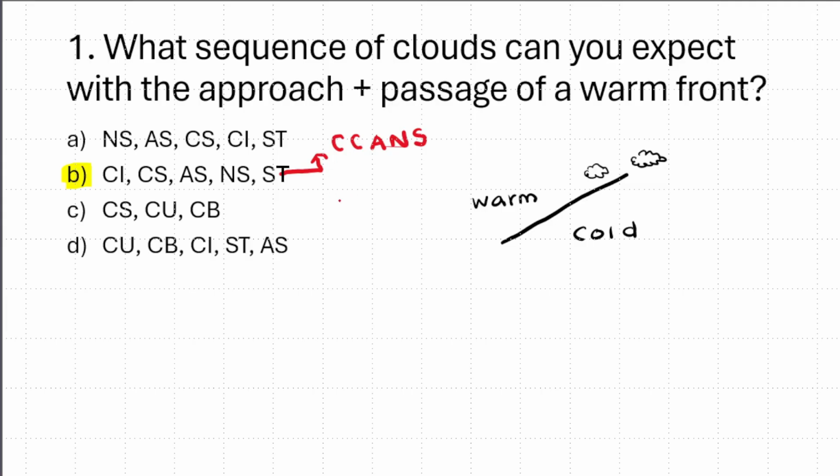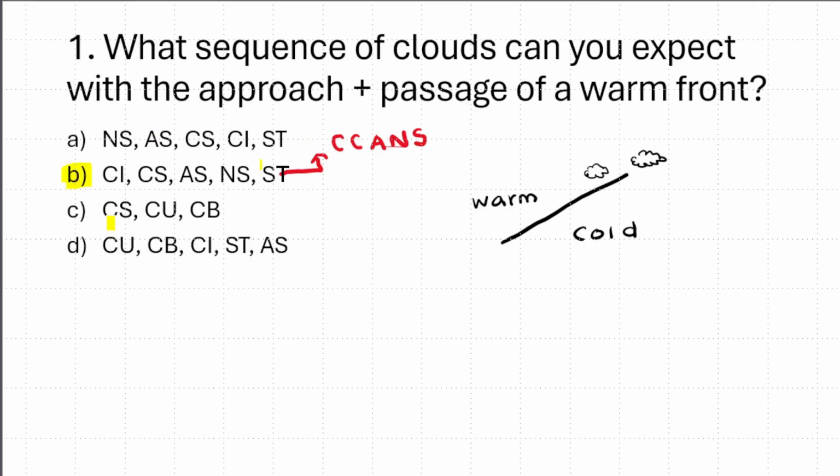So quickly, we can go over why some of the other answers aren't necessarily correct. Here, this one starts with nimbostratus and then goes on to altostratus, cirrostratus, and cirrus. These are starting from low clouds and then going up to some higher clouds, which is why this answer wouldn't necessarily be correct for this question. We have the approach and passage of a warm front. We're starting with higher clouds and then those clouds are lowering, right? So this answer wouldn't be correct.